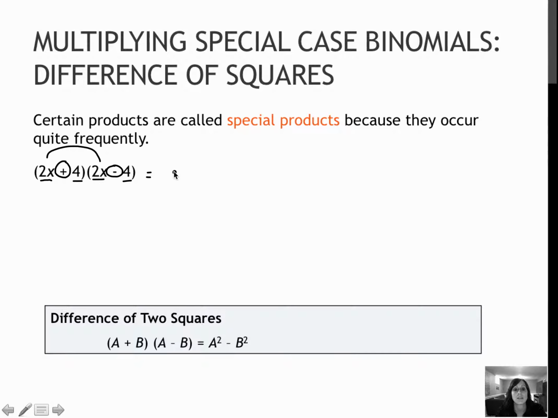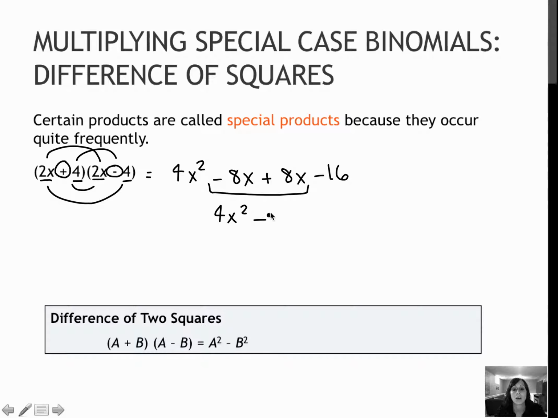2x times 2x is 4x squared. 2x times minus 4 is minus 8x. My inside terms give me plus 8x, and my last terms give me minus 16. The minus 8x and the plus 8x cancel out, which just leaves me with 4x squared and minus 16 because these two go away.